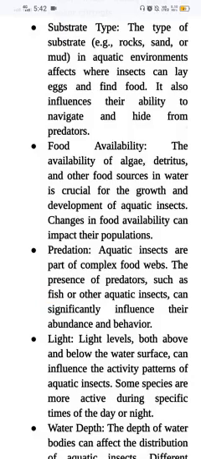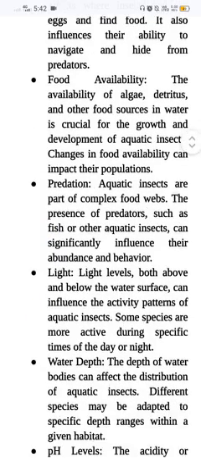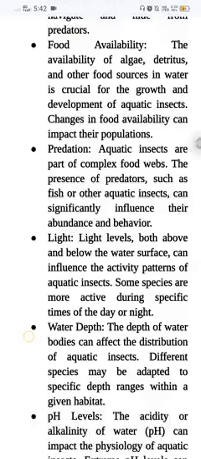Then predation. Predation in the sense aquatic insects are part of complex food webs. That is also a very important point. The presence of predators such as fish or other aquatic insects can significantly influence their abundance and behavior. The presence of predators is also a factor which influences their life. Predators in the sense some fish or other aquatic insects which feed on these aquatic insects, which can act as their predator.